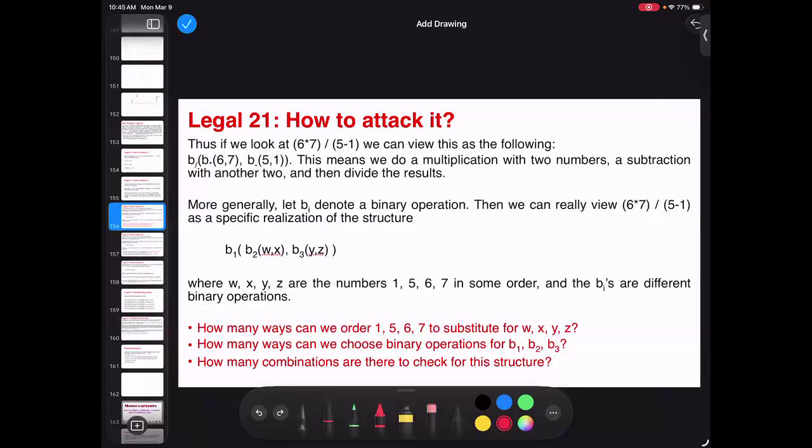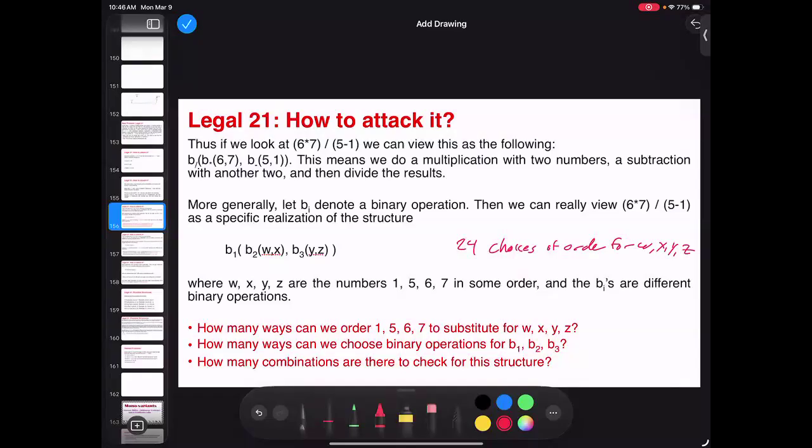And so here is one possible sentence structure. Do a binary operation on inputs W and X, a binary operation on inputs Y and Z, and then a binary operation on all of them. And what I can then do is loop over all the ways to put the numbers 1, 5, 6, and 7 as W, X, Y, Z. So how many choices do I have for W? 4. How many choices do I have for X after choosing W? 3. So I have 24 choices of order for W, X, Y, Z.